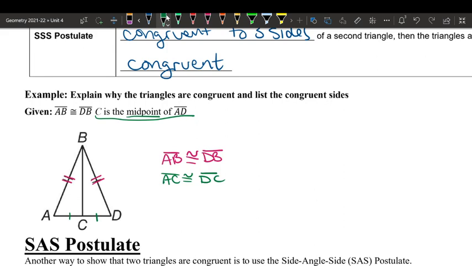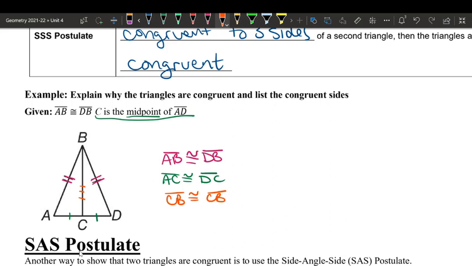And then what about the third side of each triangle, because there are two triangles? How do we know that CB is the same length as CB? It's the same, because it's the same segment. Yeah, exactly. They share that piece. So since they share it, it's the same segment. So CB is congruent to CB.